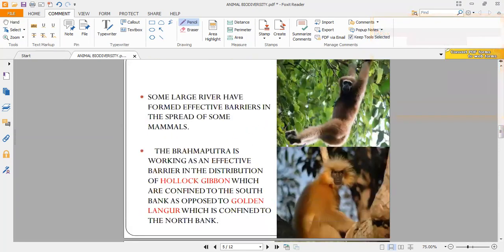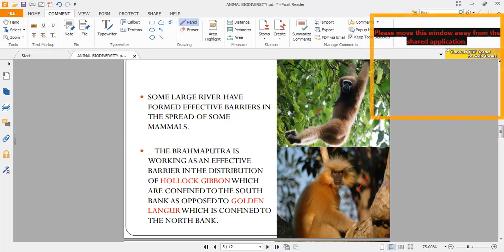And here some of the species like Hulok gibbon and golden langur are the representative species of the state. This Hulok gibbon and golden langur are very important from the examination point of view also.